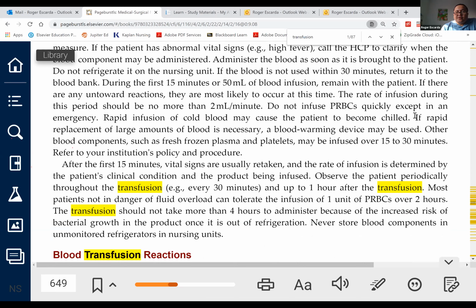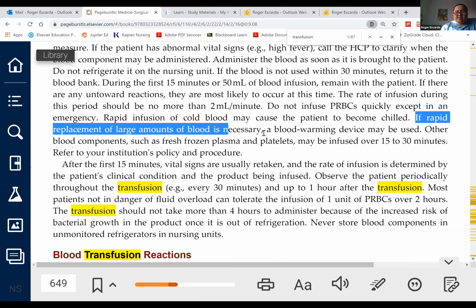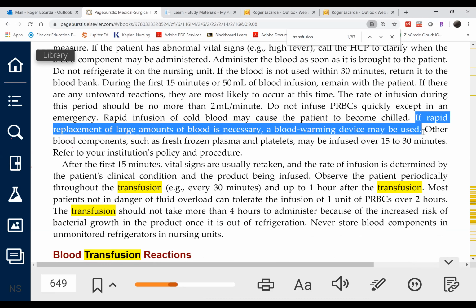Okay, here's a few more details. If rapid replacement is necessary, you have to use a blood warmer. A blood warmer is a machine. It looks like a sandwich maker, and it has its own tubing you put through it, so the blood goes into that sandwich maker, which warms the blood before it enters the patient.